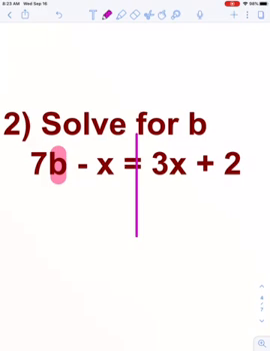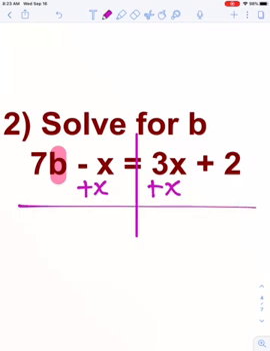I do not want to move the 7 yet. That's directly attached. I have to move anything that's not directly attached first, so I'm going to move this minus x by adding it. When I go to move it to the right, I notice it's going to match my 3x, so I'm just going to put it directly under there so that I know they're together. On the left, the x's are gone, and I'm left with a positive 7b equals.